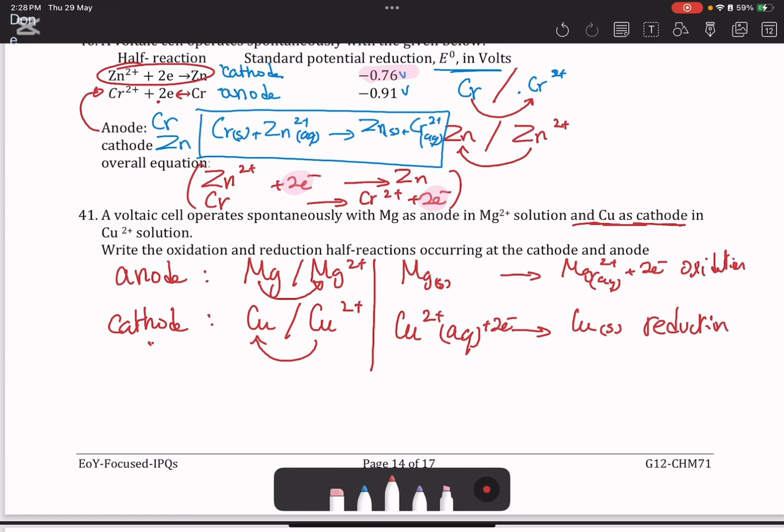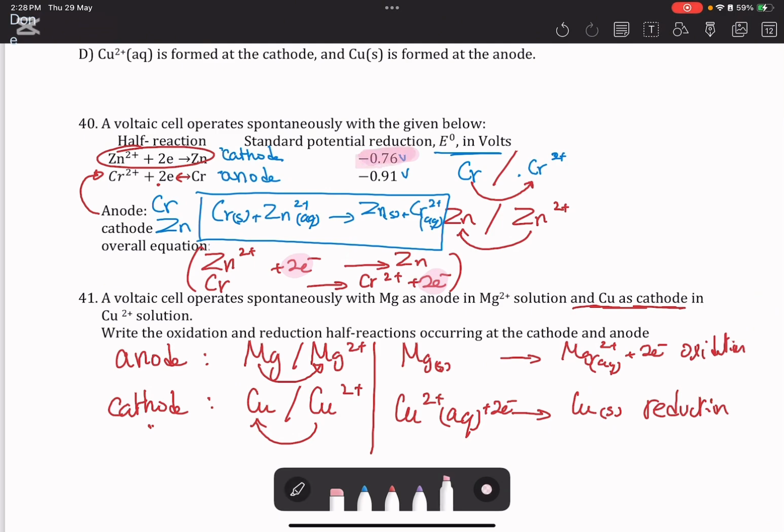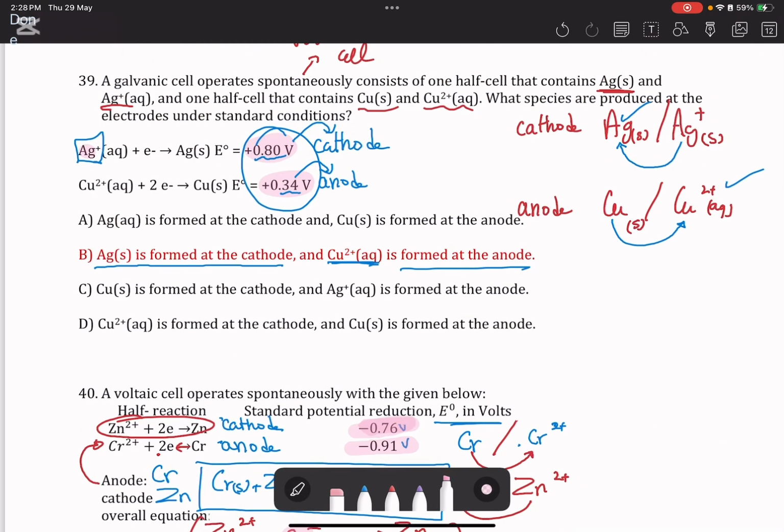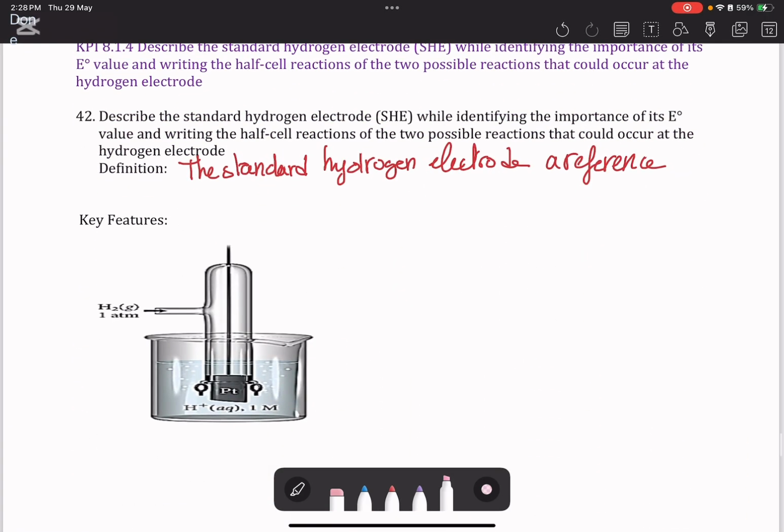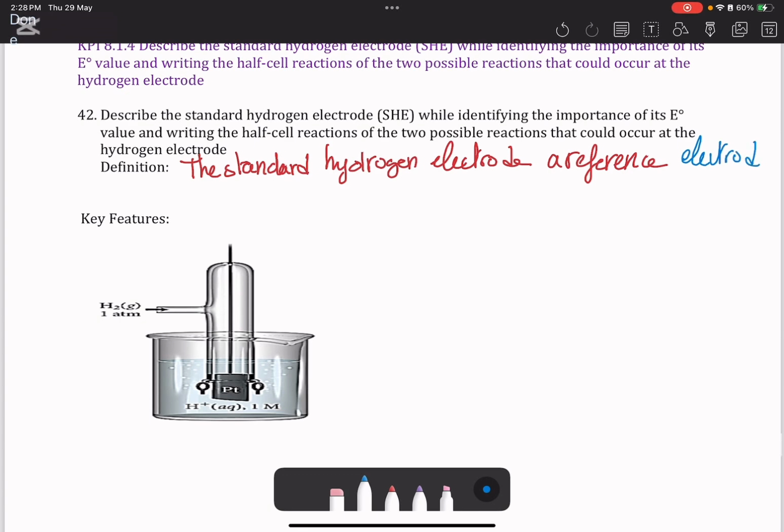Like for example here, how do we know that zinc is negative 0.76 or chromium is 0.91 or silver is this much or copper is this much? It's because all of these half-cell electrodes were coupled with the hydrogen electrode that has a zero potential. So whatever voltage we obtain on the voltmeter, it would be the electrode potential of the other cell coupled with hydrogen. So the standard hydrogen electrode is a reference electrode used to measure electrode potentials.